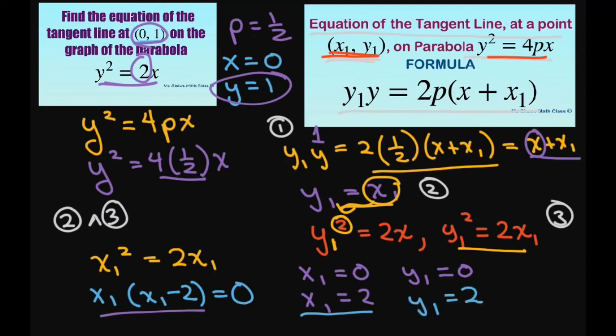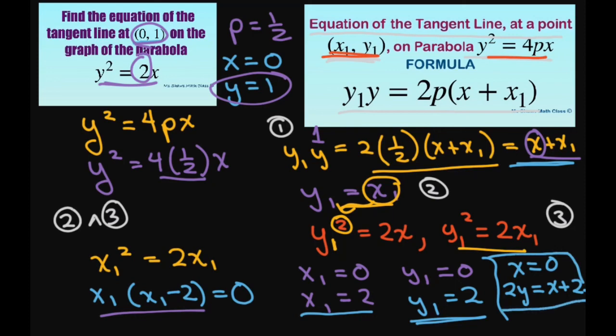So by equation 1, back to this equation, we can substitute it back in, and we're going to get x equals 0, or we're going to write 2y, for y sub 1, equals x plus 2. So we actually found 2 equations of the tangent line.